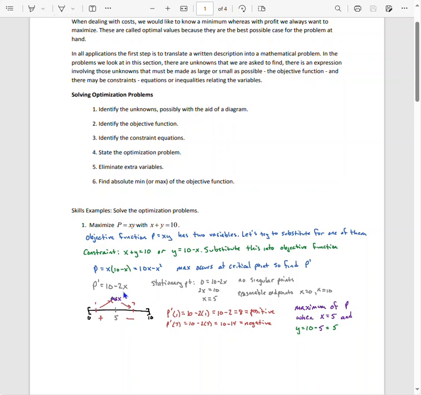Evaluate the derivative when x is 1. I'll have 10 minus 2, which is 8, which is positive. That's all we care about. The function is increasing. Choose any number between 5 and 10.